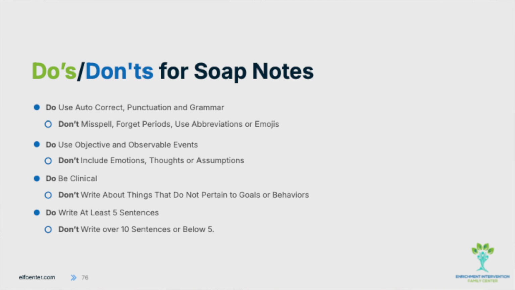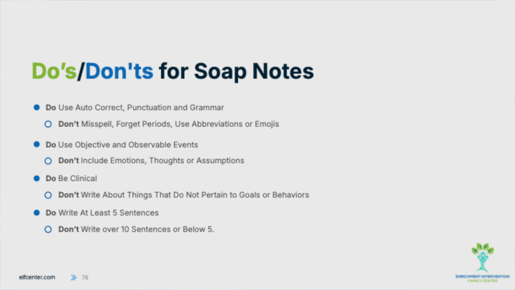Also, do use objective and observable events. So please try your best not to include emotions, thoughts, or assumptions, such as, we think the child is sad. You want to stay away from that. Instead, use words such as, the child seemed unmotivated to work for XYZ. Also, do be clinical. Don't write about things that do not pertain to the goals or the behaviors of the individual.